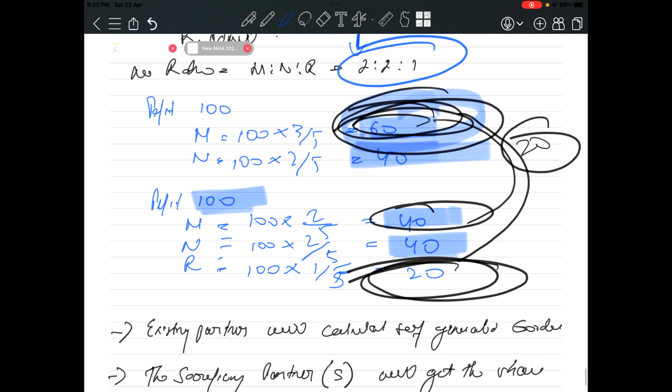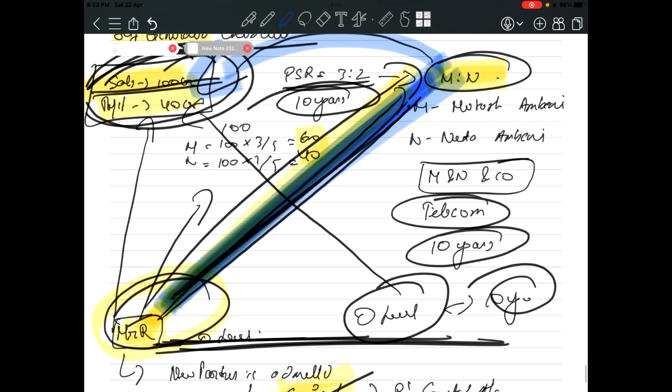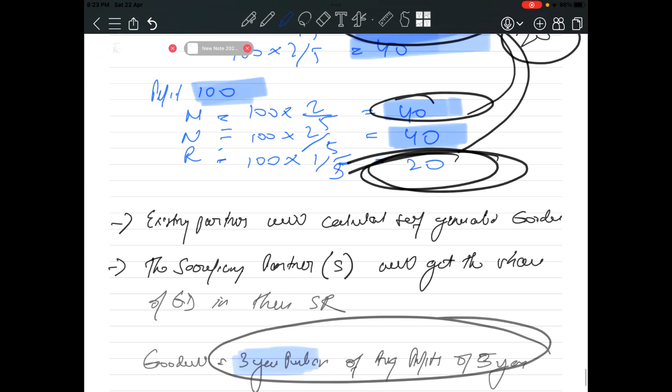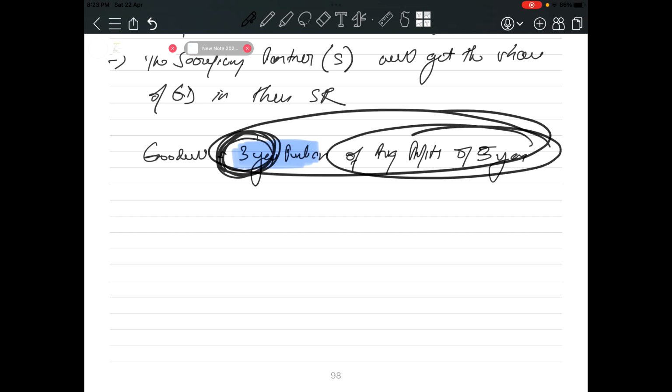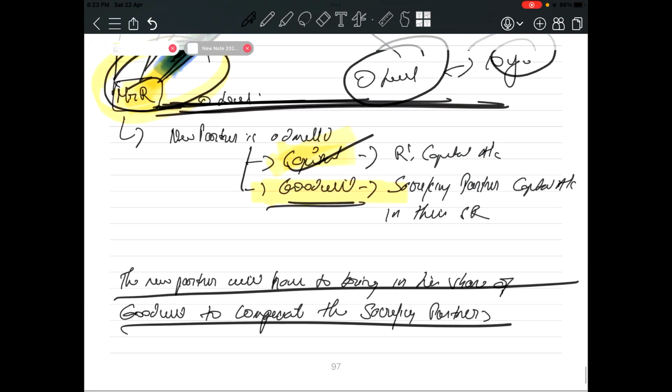This 3 years is simply the time which Mr. R will take to reach this level. In our example, it was 10 years. Okay, so this is how it is calculated. So average profit 3 years, R will take 3 years to reach the level M and N are there presently. Okay, and average profit means we have to take the average profits of 5 years. Okay, so this is the concept of self-generated goodwill.